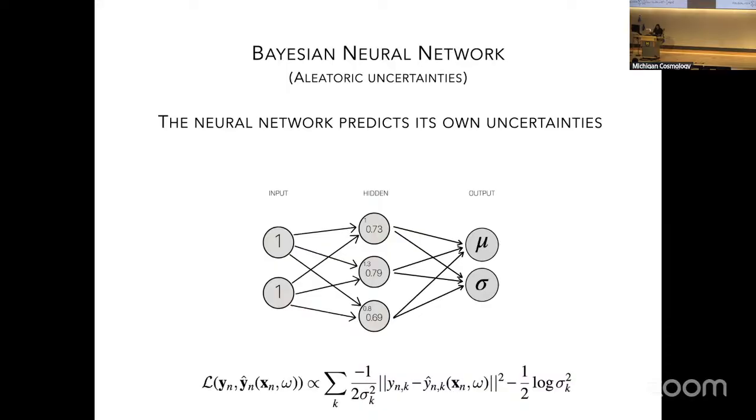So that's great, but it doesn't tell me what the error is on the parameters that I'm training themselves. This is still completely deterministic. Every time I show the same image to the neural network, I'm going to get the same thing out. It doesn't tell me what the error is on this value of mu and this value of sigma that my neural network predicted. So I want to capture that too.